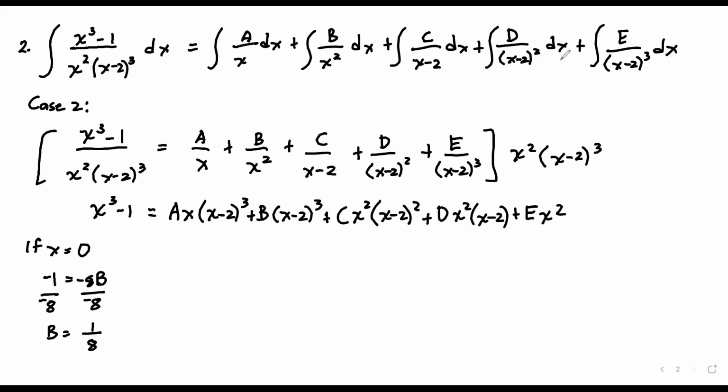Okay? Next, when we equate this to 0, we will have x equals 2. If x equals 2, 2 cubed minus 1, so 8 minus 1, it's 7, equals, and these terms will be canceled. 2 squared, that is 4 times e, will have 4e. Divide both sides by 4. So e is equal to 7/4. Okay, so we have now b and e.